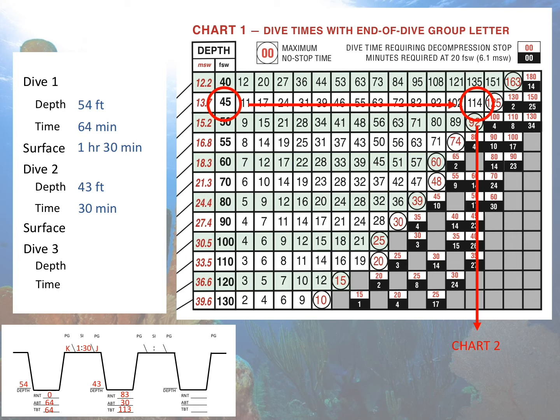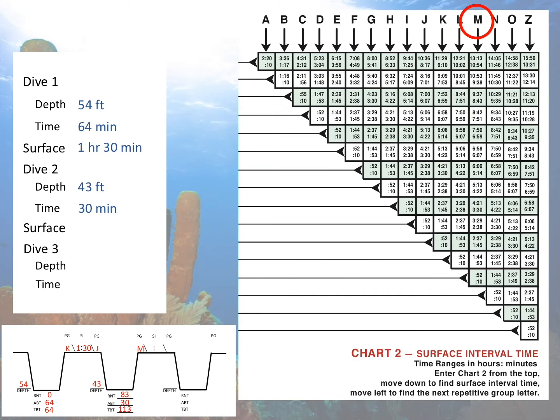Using the conservative rules we have already learned, we trace along 45 feet to the 114 minutes block and proceed to chart 2 to find our post-dive pressure group. If you've done everything right so far, we are both on pressure group M on chart 2. This is the furthest point we ended in our previous examples, and we'll now plan a third dive.